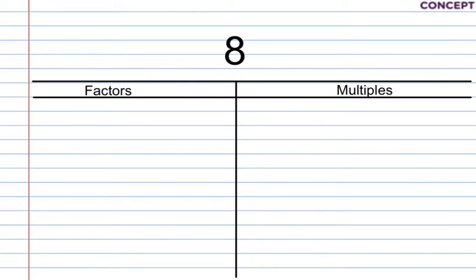Okay, so if you can, I'd like you to pause the video and write down the factors for the number 8 on the left side of your copybook and the multiples, let's say the first 5 multiples for the number 8 on the right side. Pause the video and have a go at that now.